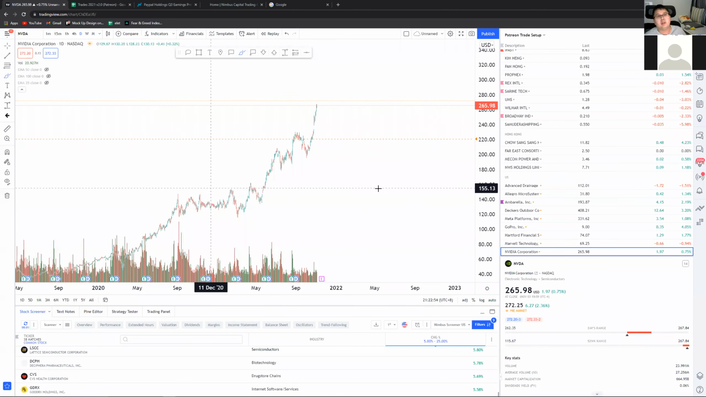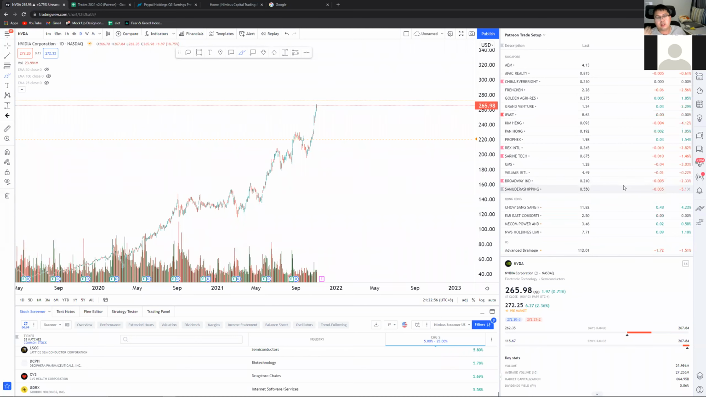For example, you will now sort of understand why my Propnex and Grand Venture positions are very big while the other positions are so small, because previously I have traded Grand Venture and Propnex.